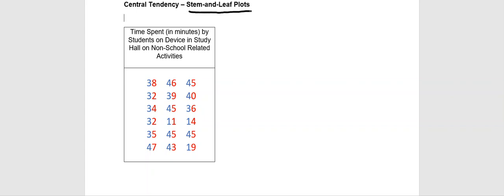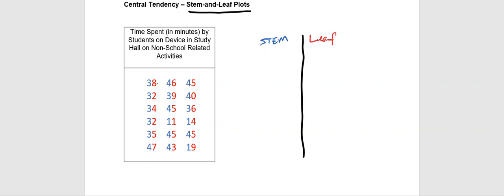A stem and leaf plot essentially is a table in which we have two columns. So I'll just draw a vertical line, and we're going to have a left column and a right column. Now the left column is made up of what we refer to as the stem, and the right column is referred to as the leaf.